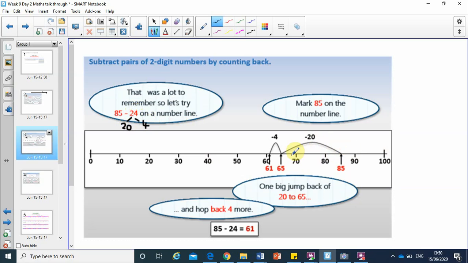They've done it as a jump of 20. I would often do a jump of 10 and a jump of another 10 and put it above. It's exactly the same, just whatever you find the easiest. And then they've done a jump of 4, or you could do 4 small ones. 1, 2, 3, 4. So they've done 85, 75, 65, and counted back 64, 63, 62, 61. So 85 take 24 is 61. This method uses a number line.